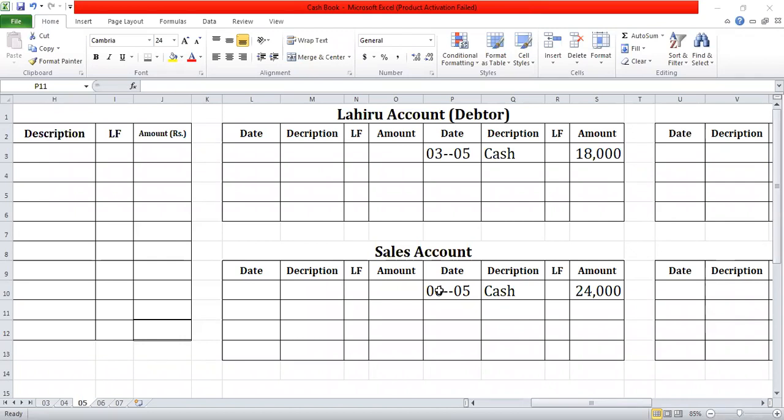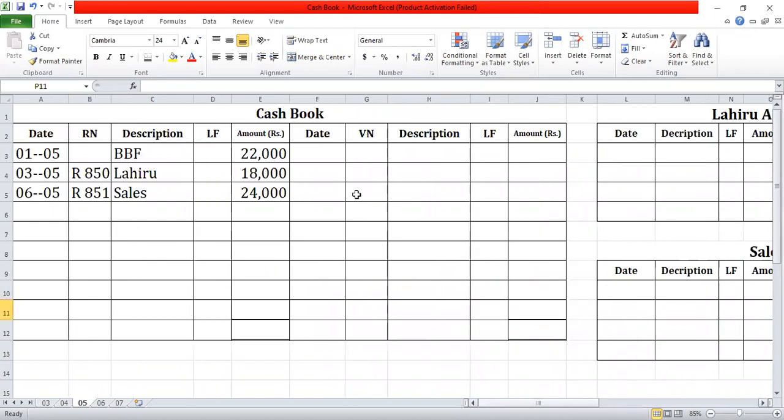The next is a payment. So it is credited to the cash book. The date is 9th of May. Voucher number 962.